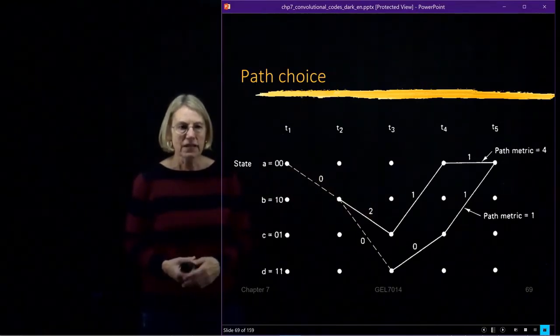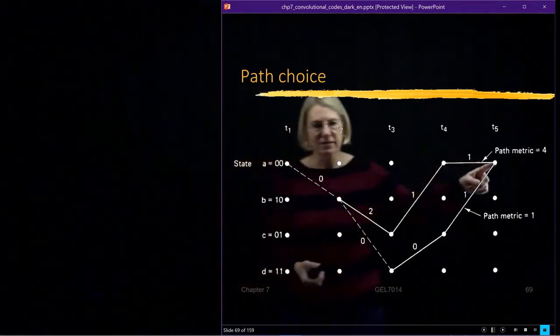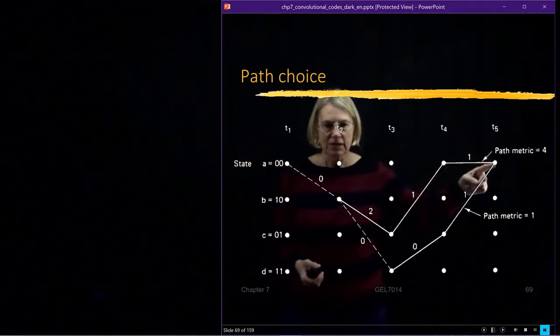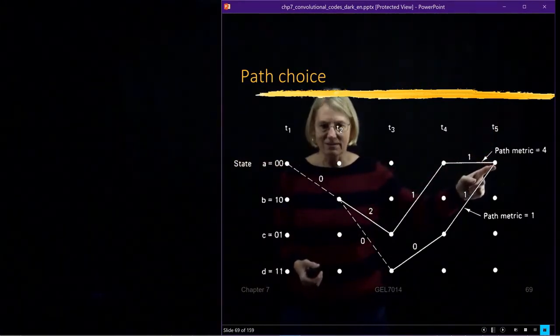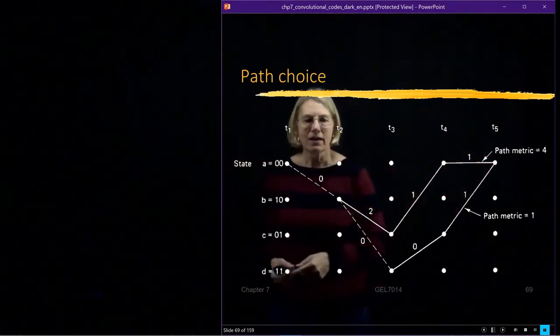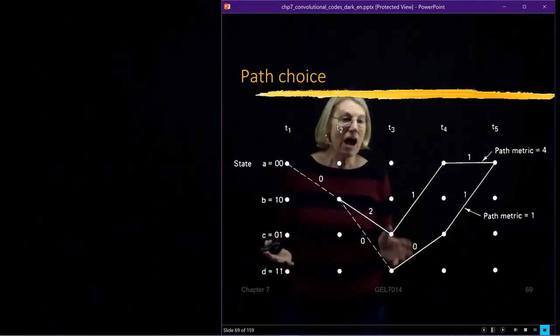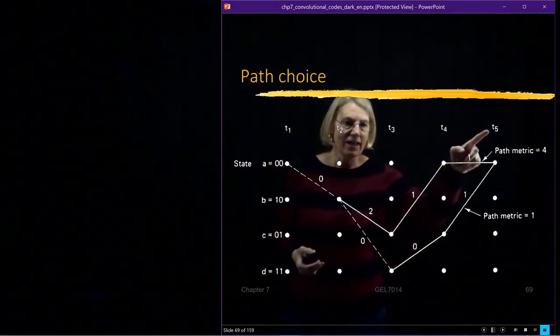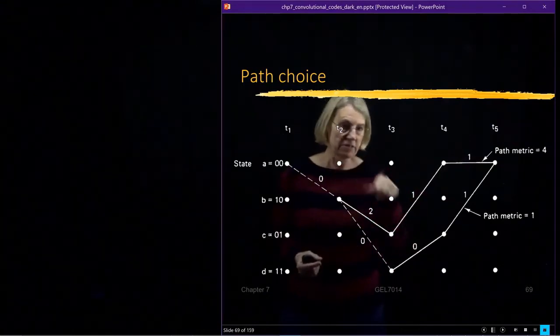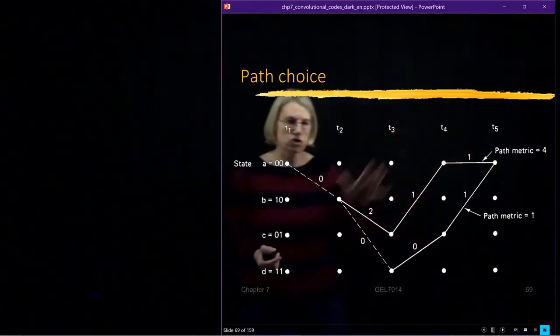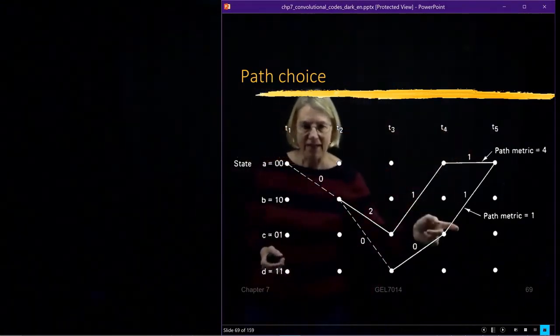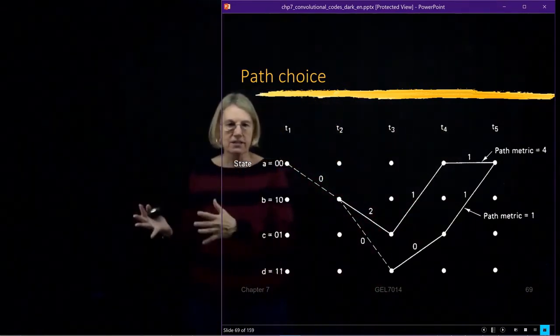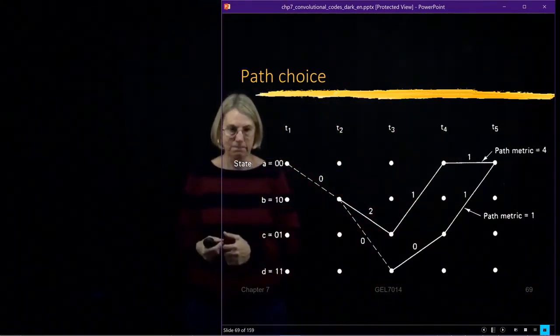Going to a certain point at the 5th time interval, suppose I'm at state A. There are 2 possibilities of how I got to state A at time 5 that I happen to draw here. In this case, there's 2, and each one of these paths has a different history behind it.